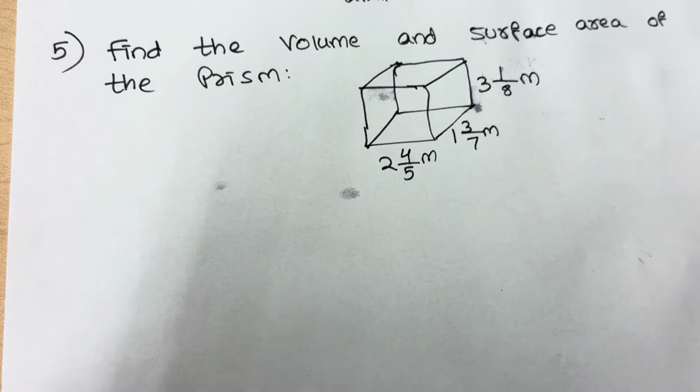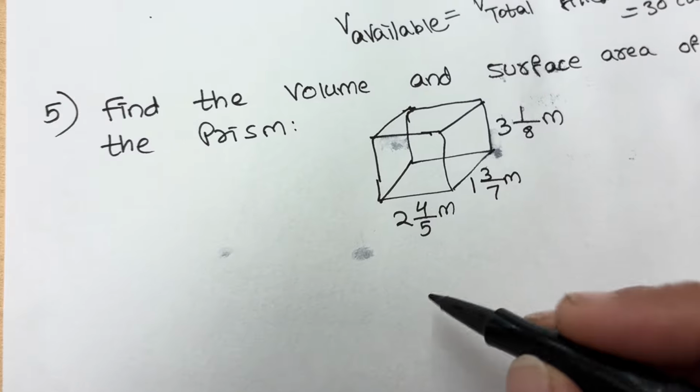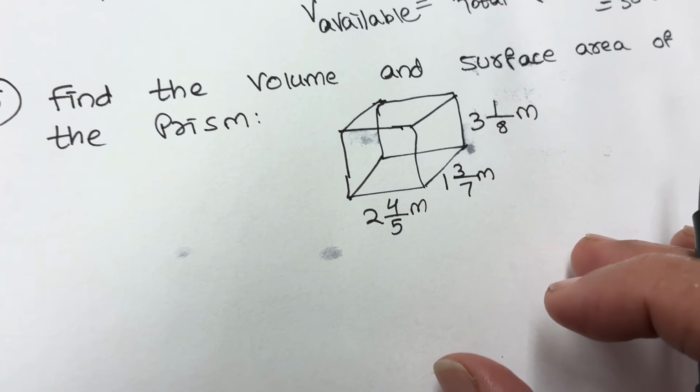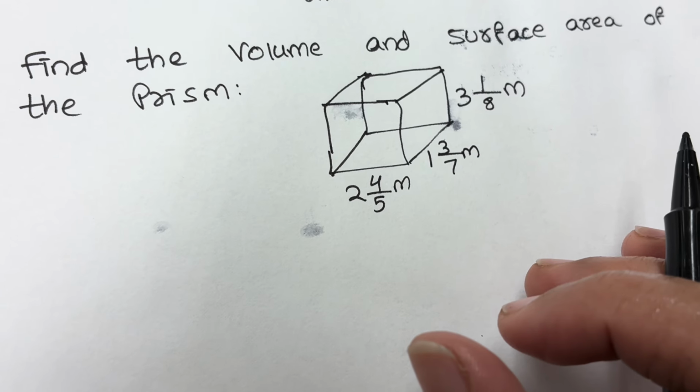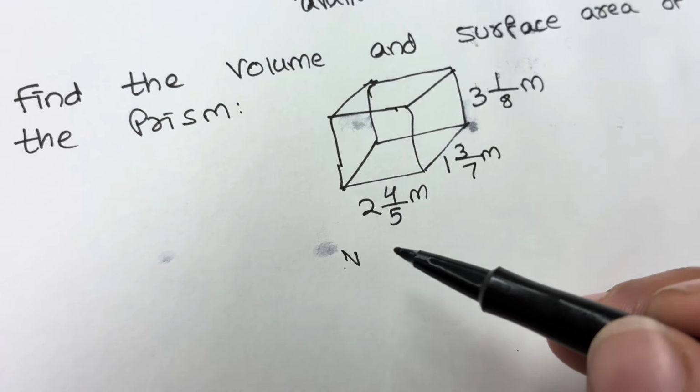This is one more problem related to finding the volume and surface area of a rectangular prism. In my earlier videos, I have shared a couple of problems and the formulas for finding the volume and surface area. So let's use those formulas for finding the volume here.